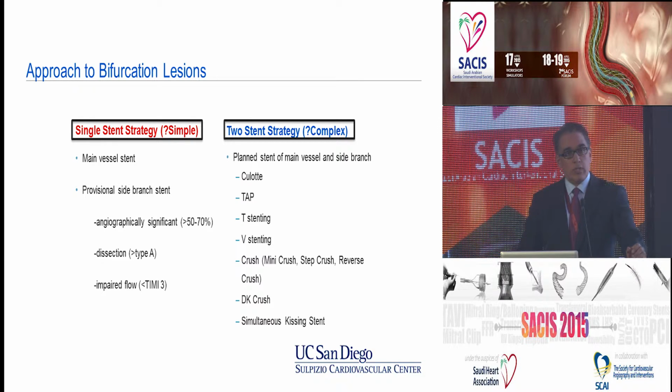In general, if you look at the clinical trials, it requires one or all three of these things: impaired coronary flow, less than TIMI 3 flow, a dissection of type B or greater, or a residual stenosis of at least 50 to 70%. In contrast, you have the two-stent strategy, where a priori you plan to put two stents in the main vessel and the side branch, and there's a whole host of techniques which I'm not going to talk about.